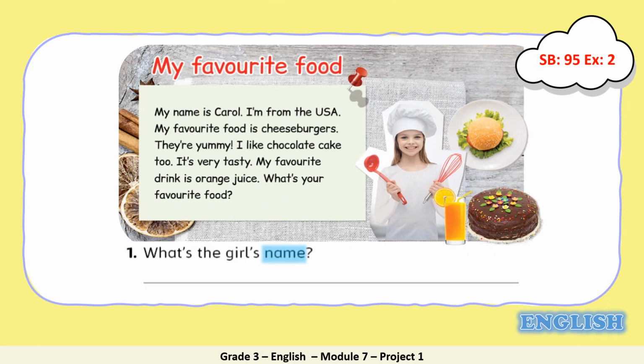Let's look at question number 1. What's the girl's name? I think this is the easiest question because you can find the answer in the first line. Her name is Carol.